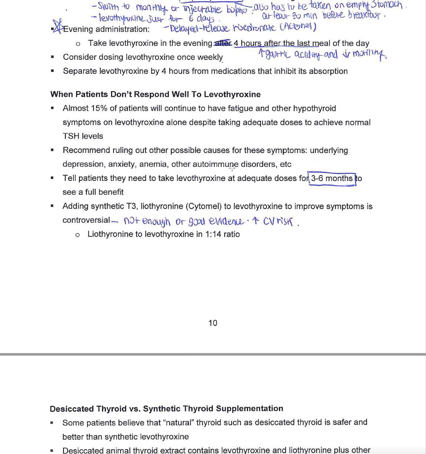And then also we need to educate our patients that it takes about 3 to 6 months really to see the full benefit. Even though their TSH and T4 level will normalize in 6 to 8 weeks, it really takes at least 3 to 6 months to get the full benefit. So we need to really communicate that with the patients.